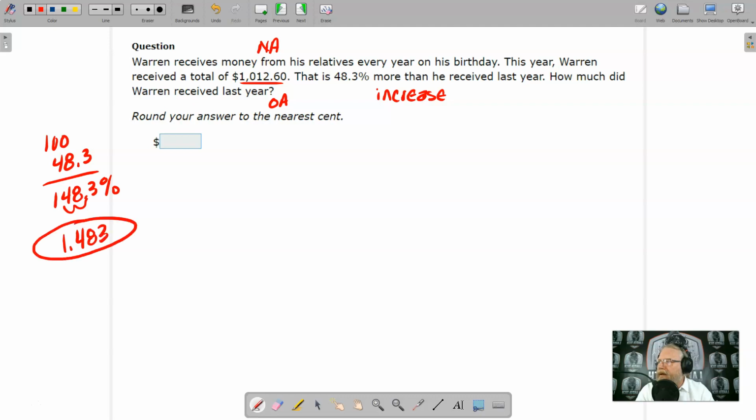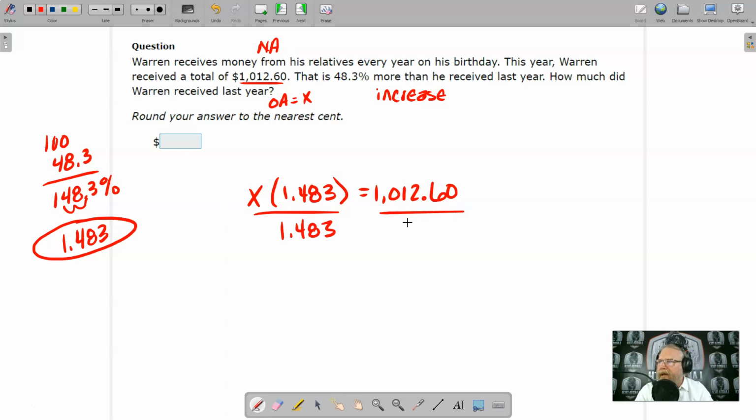1.483. So this is our decimal that represents the amount of increase that we're going to multiply the original amount by. The original amount is going to be represented with the variable x. We're going to multiply x times 1.483, and that would produce our new amount of $1,012.60. Let's divide by the 1.483 so we can isolate that variable x. What we do to one side, we're going to do to the other. And the 1.483 is going to cancel on the left, leaving us with just x.